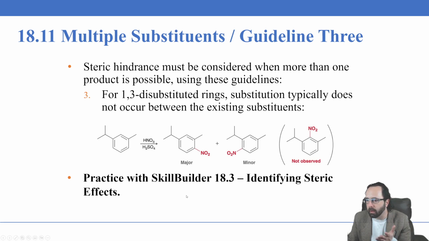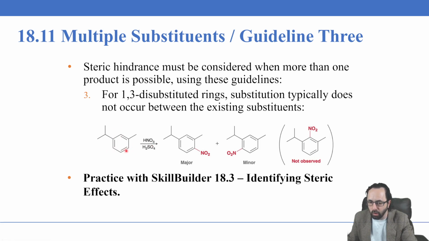Steric hindrance must be considered again when more than one product is possible. Here's another example. Here, the isopropyl group and the methyl group are meta to one another, which produces a different situation. Again, these are both ortho-para directors. So the isopropyl group is going to be directing for the installation of, in this case, a nitro group at the ortho or the para positions.